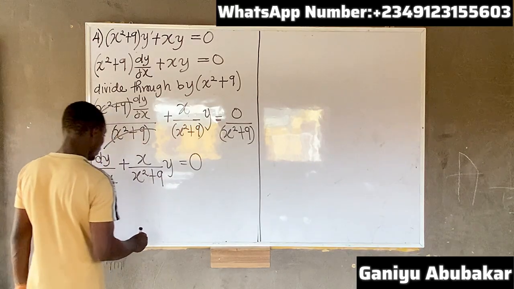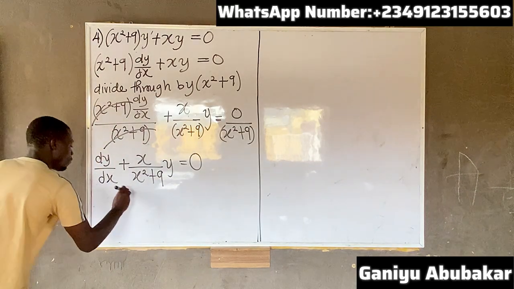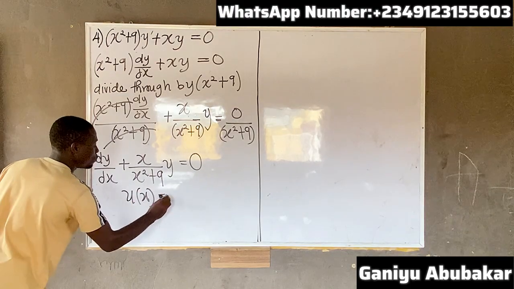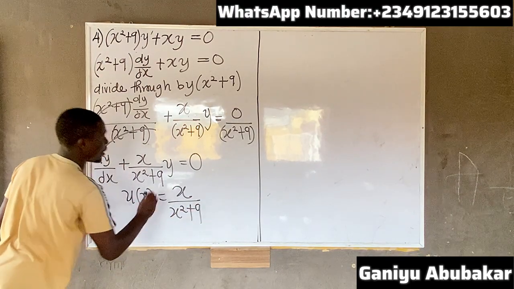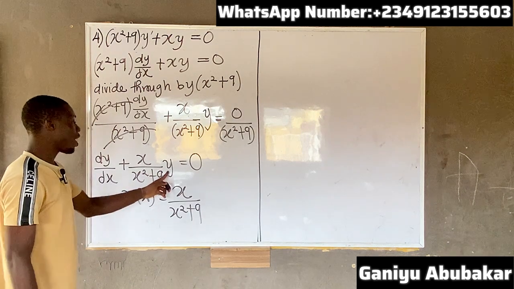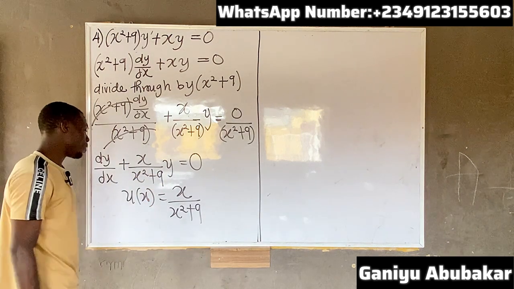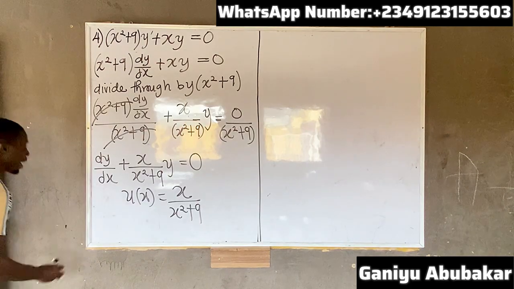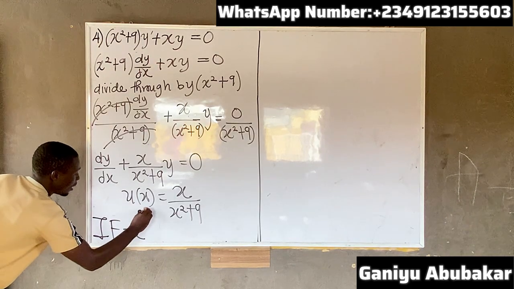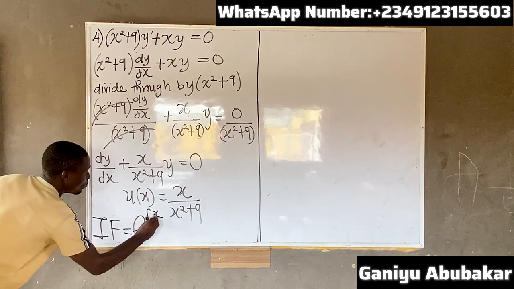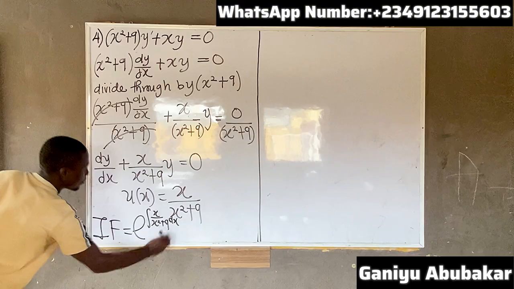Next task here, I can pick out u of x. From here, u of x gives you x over x squared plus 9. This is u of x, because everything attached to y is u of x. So bringing in the concept of IF, the integrating factor is equal to the exponential of the integral of x over x squared plus 9 dx.